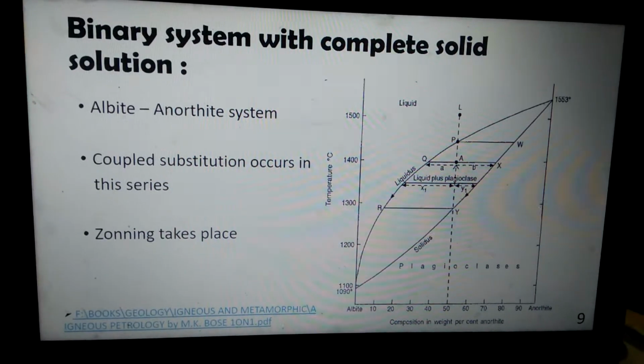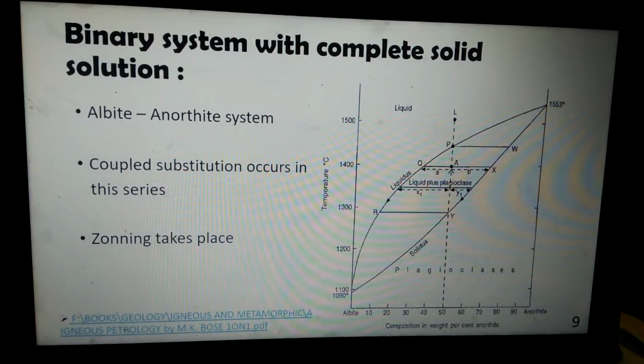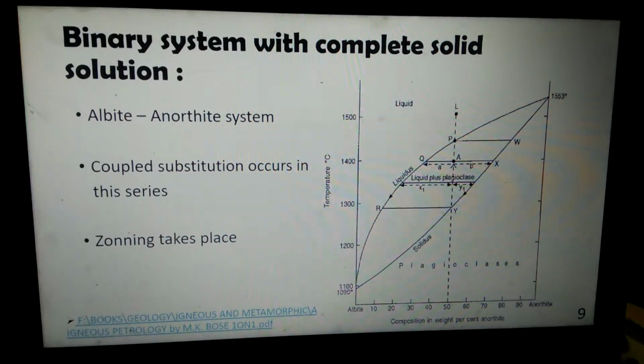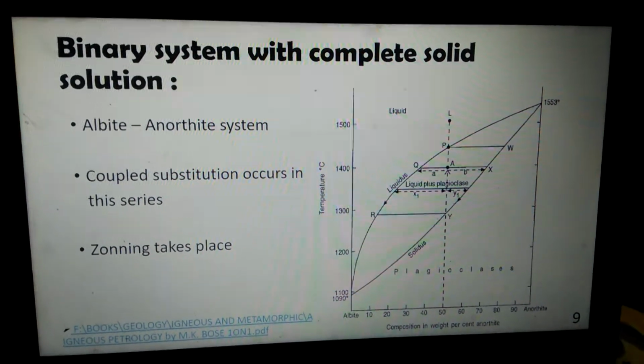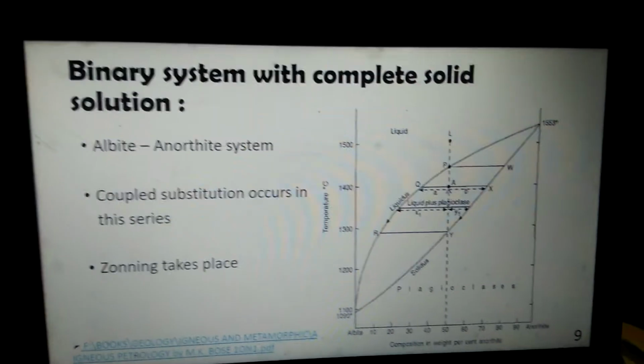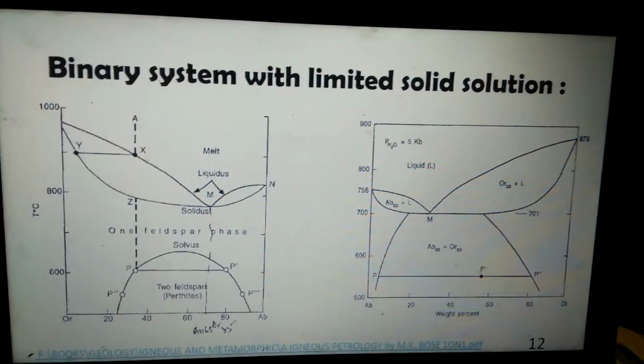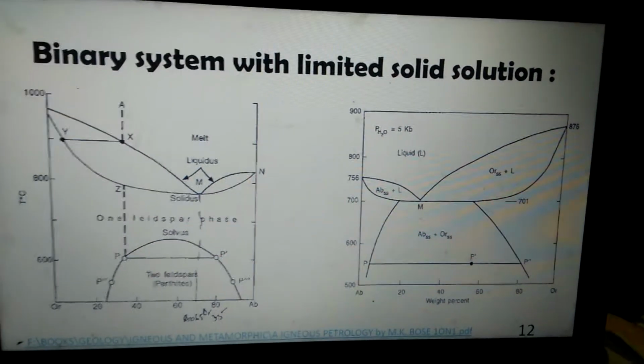So here in this system, the initial composition is not equal to the final composition, and in the peritectic system also the initial composition is not equal to the final composition. Here the zoning takes place and the textures are, the first one is the normal zoning of plagioclase and the second one is also normal zoning of olivines. Now let's go on to the last system, that is the binary system with limited solid solution.